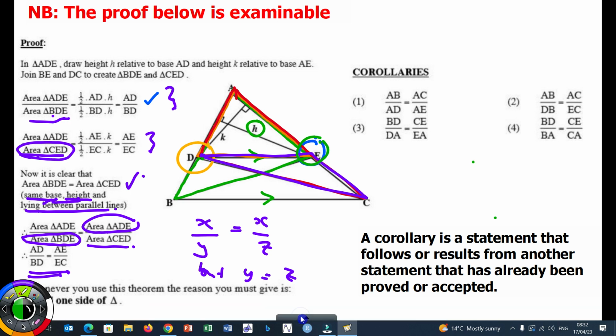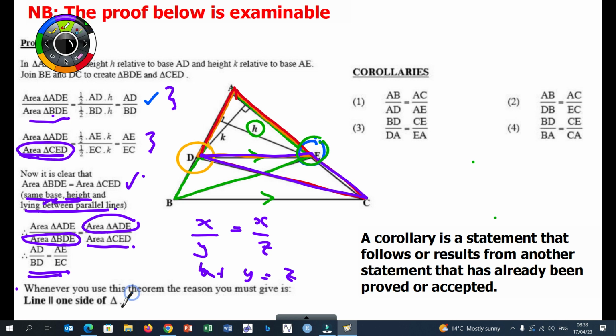Now, when it comes to the reason, can I have your attention here? When you use the proportion theorem, there are 2 reasons you can give. It's your choice to decide which one you like. You can give it as line parallel to one side of triangle. Every time you use the proportion theorem, if you write this ratio, in brackets you must put line parallel to one side of the triangle. You can also write it as proportion theorem.